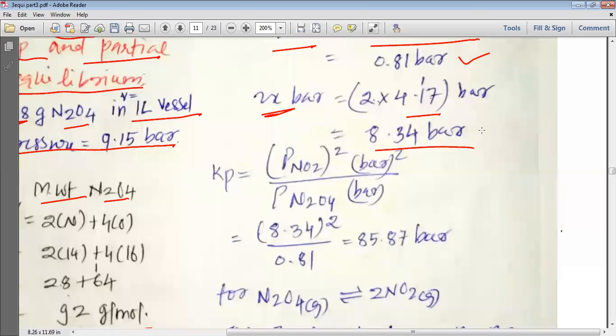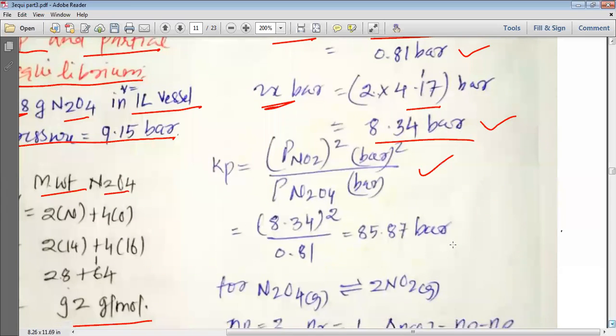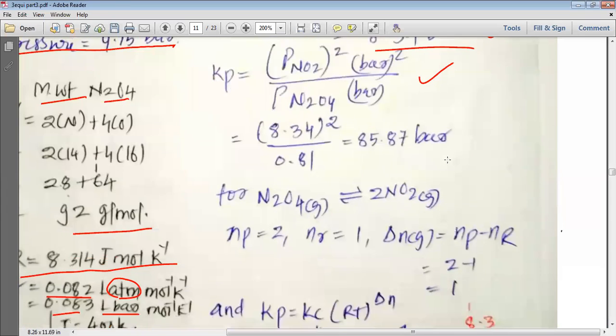So this is how, my dear students, we calculate the equilibrium concentration for the reactants as well as the products. Now putting those values, we can find out Kp. So Kp is equal to partial pressure of NO2 to the power 2 divided by partial pressure of N2O4. By putting the values, we get Kp is equal to 85.87 bar.